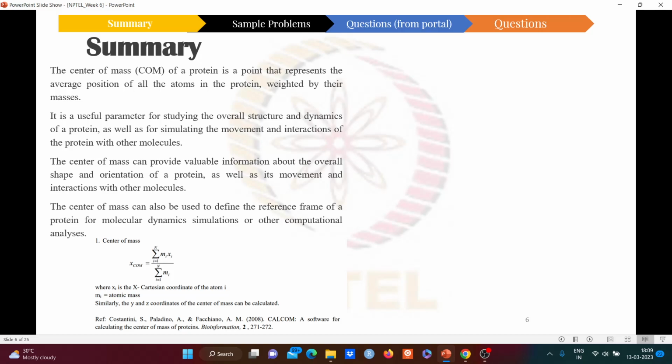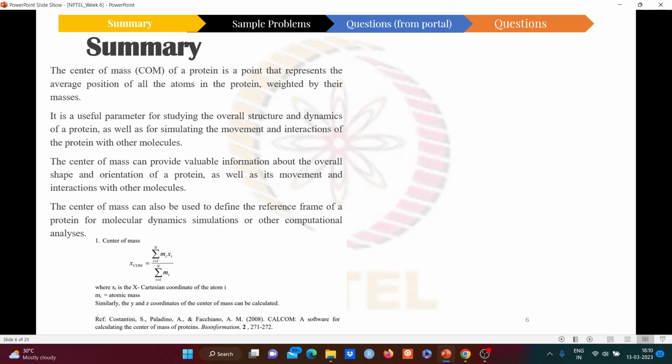For example, the distance between the centers of mass of two proteins can be used to estimate the strength of their interaction or likelihood of their binding. The center of mass can also be used to define the reference frame of a protein for molecular dynamics simulation or other computational analysis. By setting the center of mass as origin and aligning the principal axes of the protein with the Cartesian axes, which are nothing but the x, y, z axes, the protein can be simulated in a more natural and physically meaningful way.